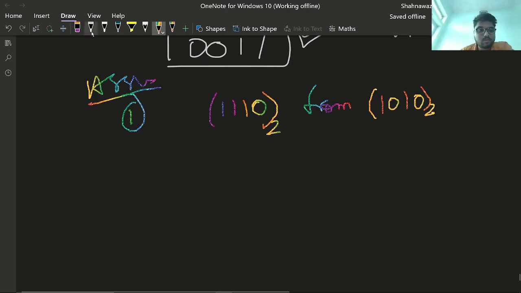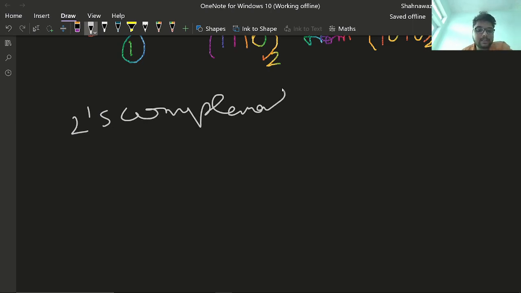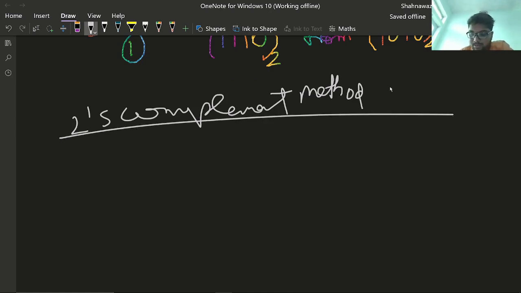Now what is the next method? The next method is the 2's complement method. What is in the 2's complement method? First of all, how can we find the 2's complement? Just like in the one's complement method, first you have to find the one's complement. So, for example, let me take the number 1011.